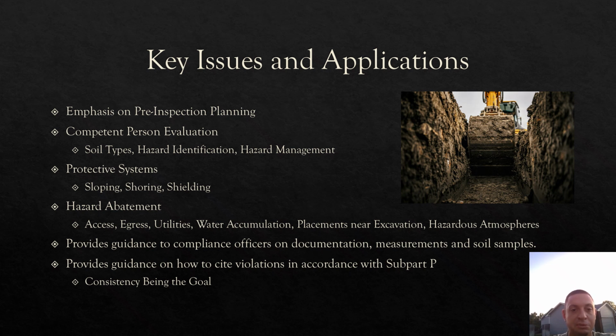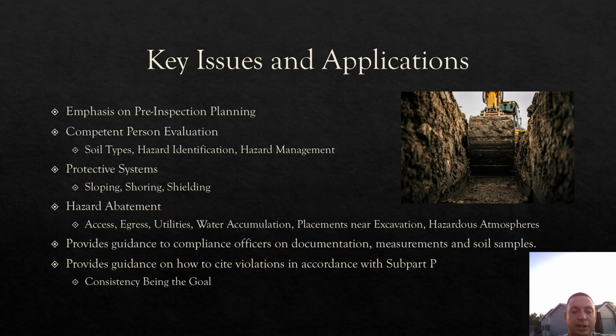The key issues and applications to the CPL include emphasis on pre-inspection planning. When the compliance officer is planning an inspection, it is important for the compliance officer to review any pre-existing violations, as well as the company's or the contractor's safety record. If there has been previous violations, what has been done to mitigate those from happening again. If there's any repeated violations, just things that would give the inspector things to look for when they get on the job site.